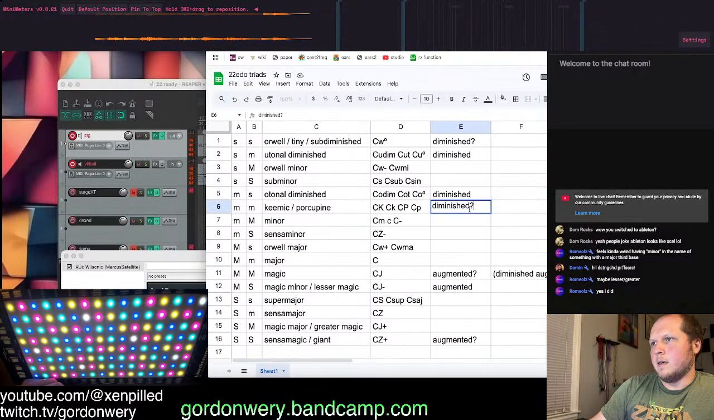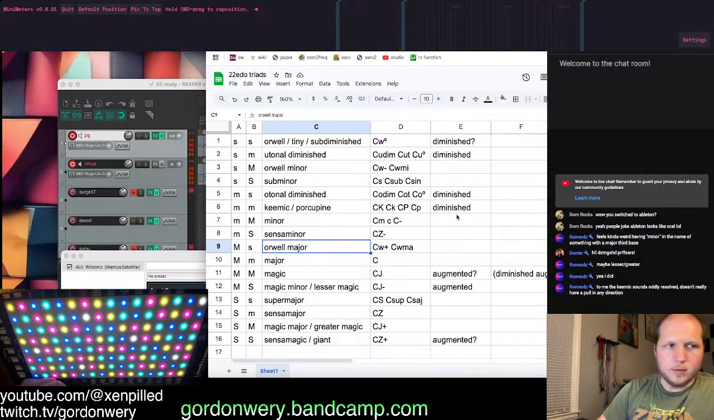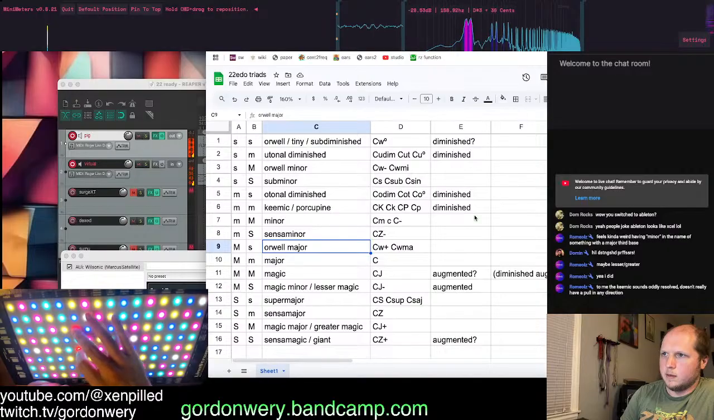So yeah, these are all just diminished. So maybe there's a way of relating this to the Orwell chords, or combining those systems. I don't really know, but probably just stick with this for now. To you, the chemic sounds resolved, doesn't really pull in any direction. Yeah, it does sound more resolved to me.